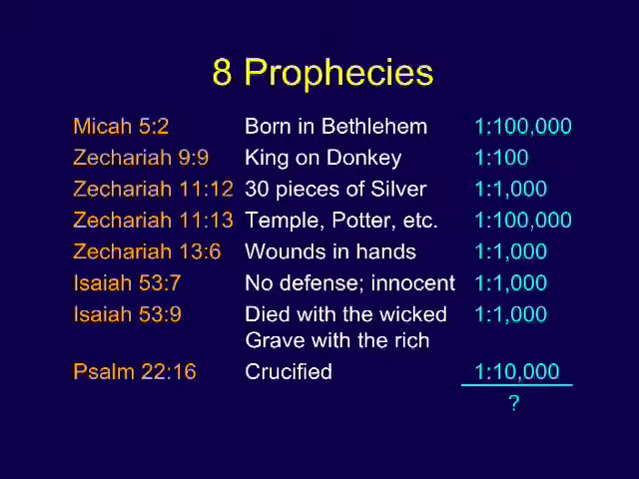I think so. Okay, so what I've done here, we've concatenated a list of prophecies. Born in Bethlehem, king on a donkey, 30 pieces of silver, temple potter, and all that business. Wounds in the hands, no defense, though innocent. Died with the wicked, grave with the rich, and crucified. Now the question is, if those are the probabilities of each one of these individually, what's the probability of a particular person having fulfilled all 8 of them?